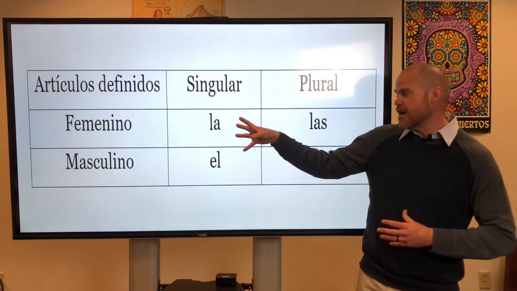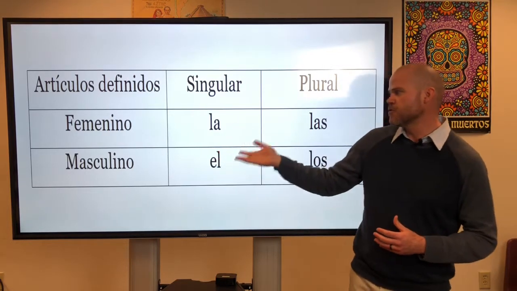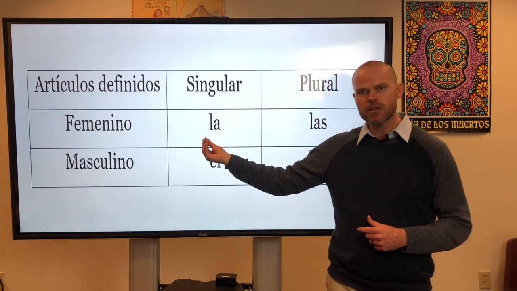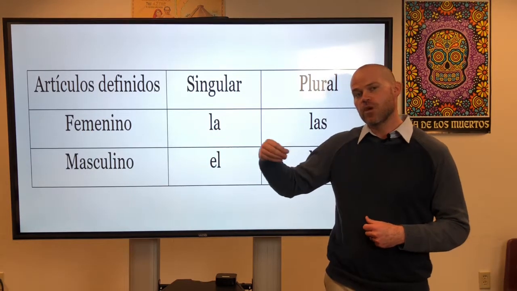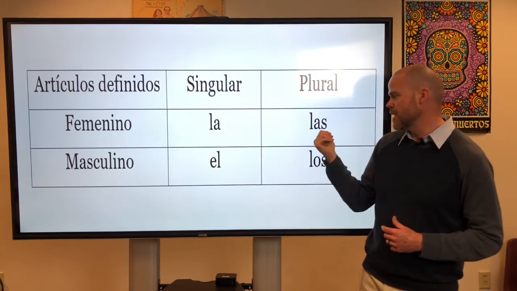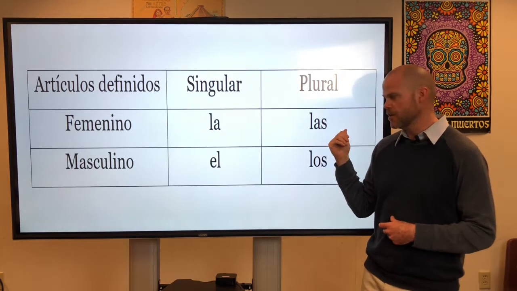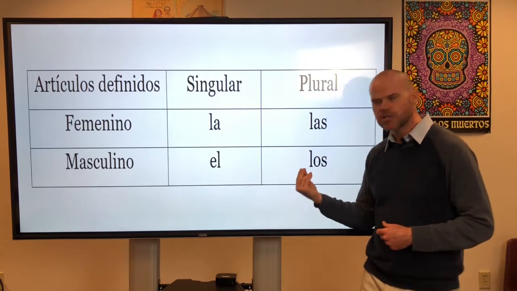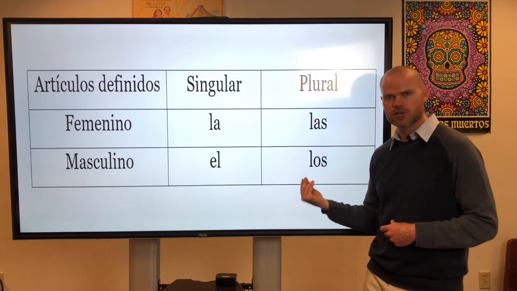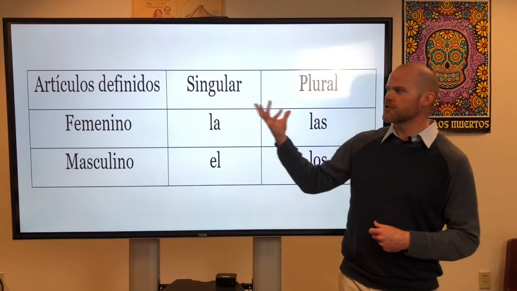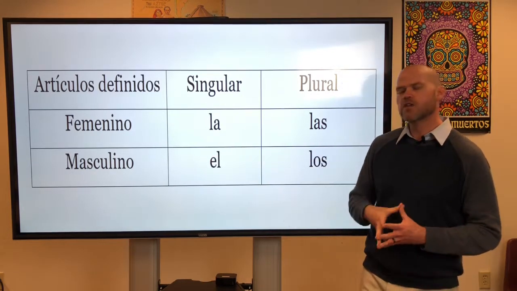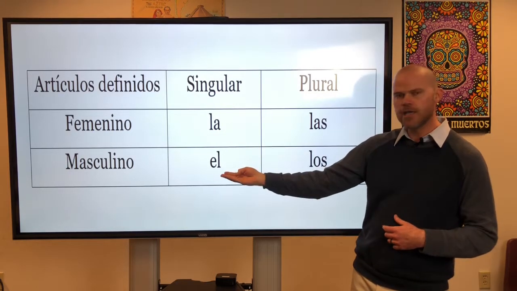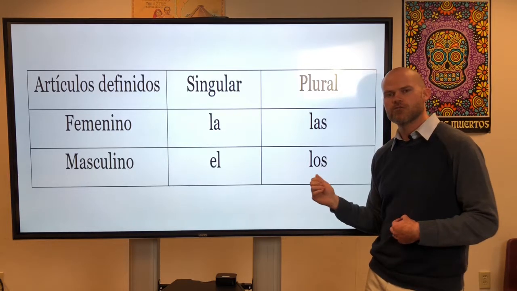Now, if I make those nouns plural, I'm going to have to use the plural form of the article. So if here I have the woman, la mujer, and I want to change that to the women, I would say las mujeres. And again, if I want to make el carro plural, I would say los carros. Okay? So those are the definite articles. We have 4 of them. They correspond to number and gender. And again, they are la, el, las, and los.